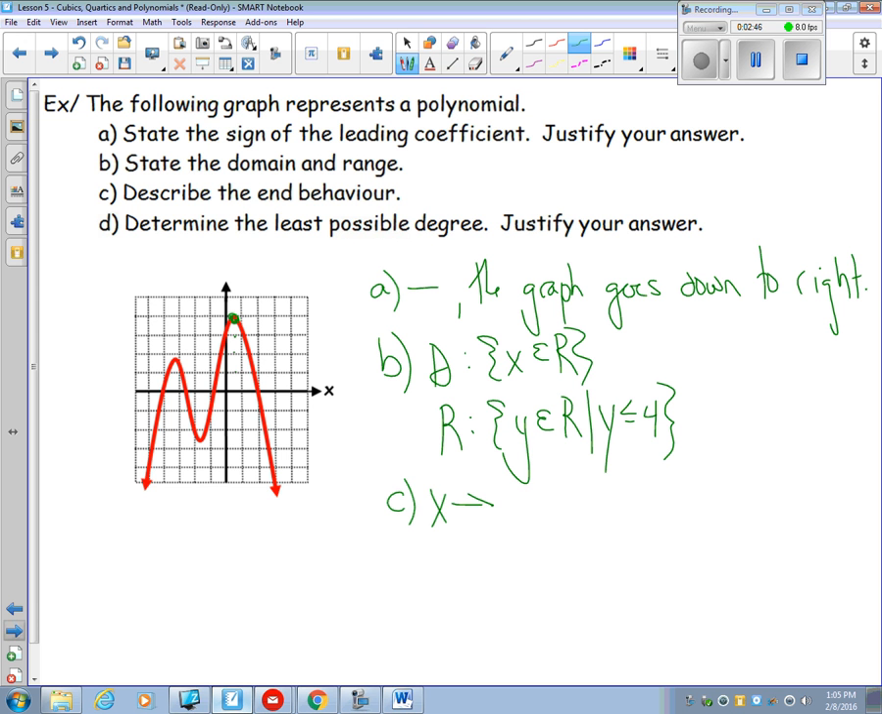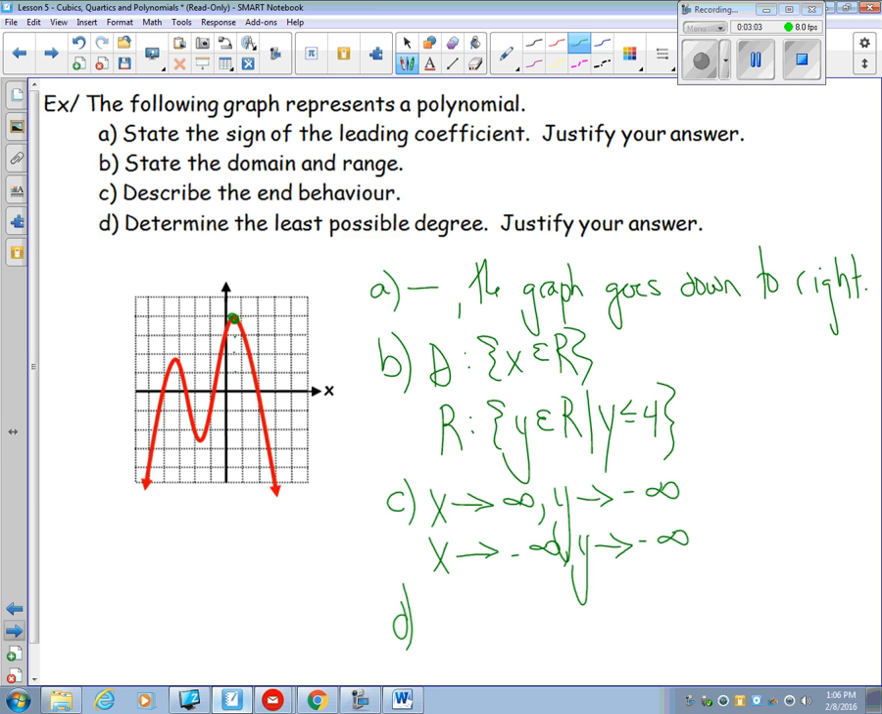Okay, our end behavior. We're looking at a graph, that's pretty easy, right? To the right, it's going down, negative infinity. To the left, also going down. I can see that.